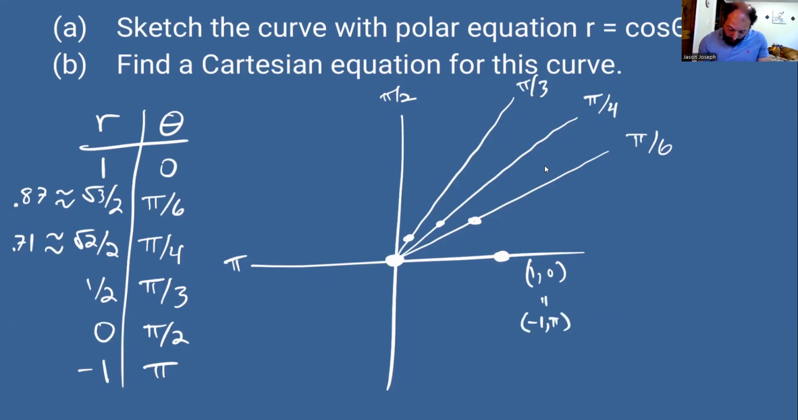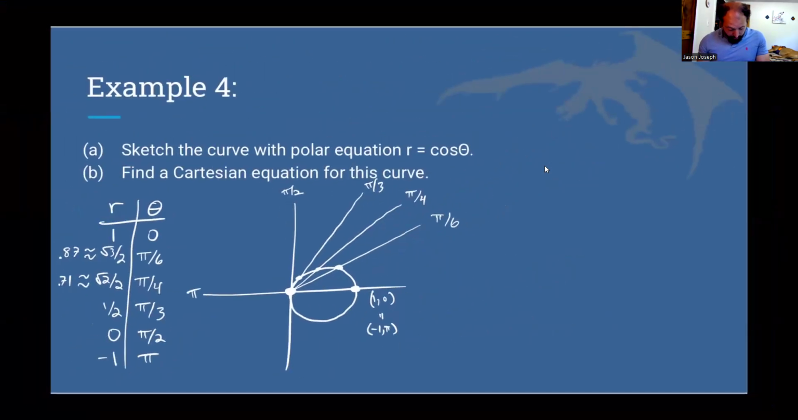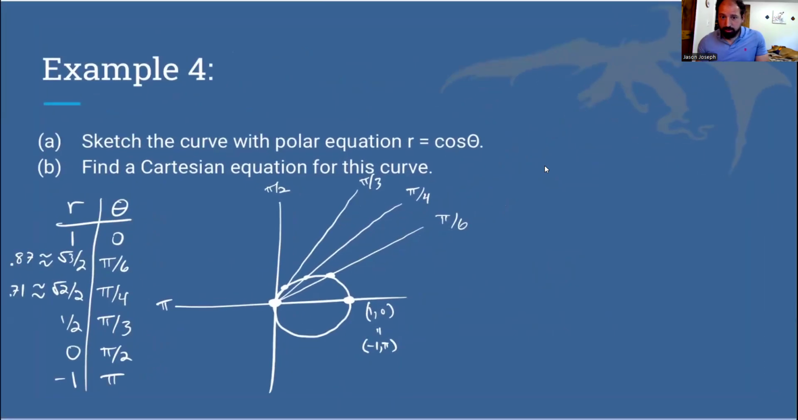And I could draw a few more points, but I think where cosine is periodic, maybe you'll agree that in between pi and 2 pi, I should get the same points, but with negative y value. So the graph here is actually going to be a circle. And let's prove that by converting to Cartesian. So this is not always an easy thing to do, but in this example, it's not so bad.